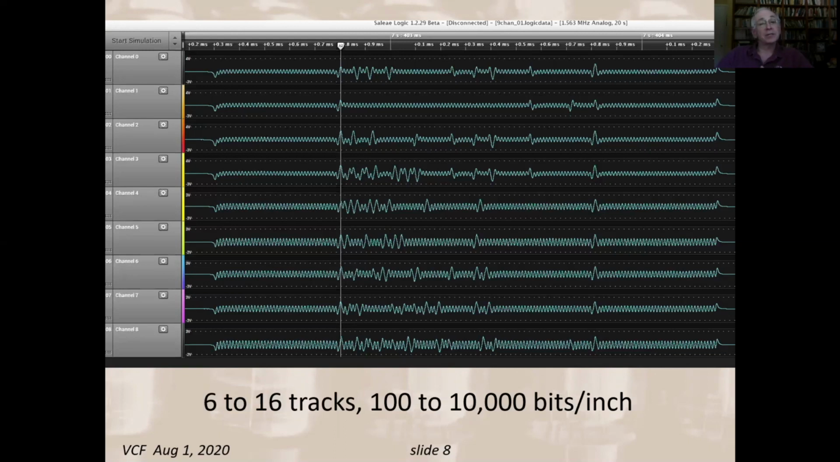The height of the peaks here, by the way, are irrelevant. This is a particular kind of tape encoding where the only thing that matters is the distance between the peaks, not the height of the peaks. So what data do we want?